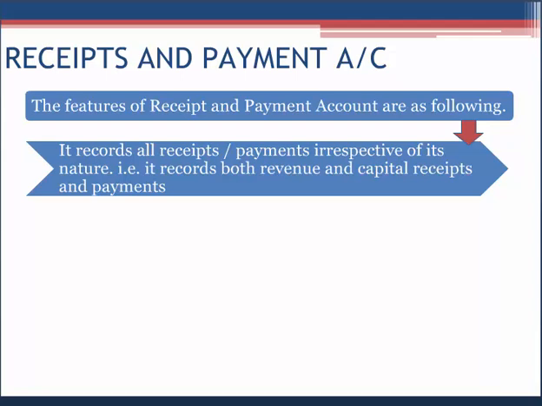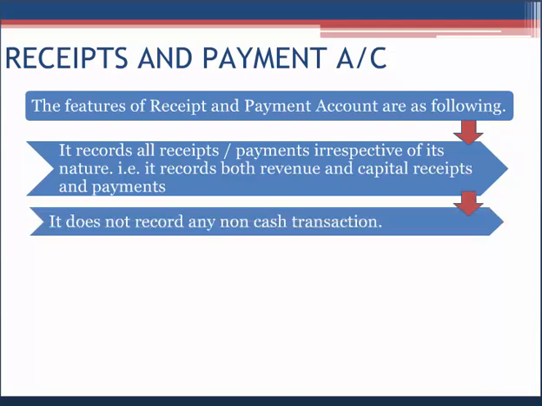But analyze it. Payment of salary is a revenue expense. Payment of rent is a revenue expense. The third one I told you was purchase of furniture, which is a capital expenditure, but still it will be recorded on the payment side of receipts and payments. And it is very similar for receipts also. Receipts can be a revenue receipt or a capital receipt. Are you clear?